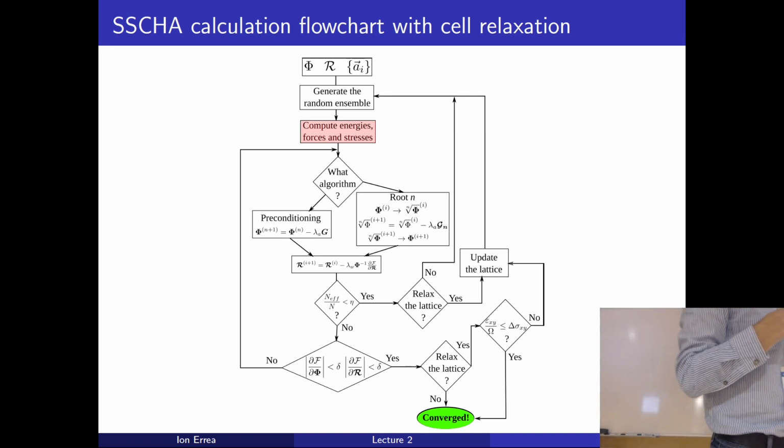You will see this afternoon that this is already very well integrated with the ASE package, so it's quite automatic to do these things and call the codes, also to call clusters. You will learn how we do that this afternoon. But then the story is, forget about this. We do the preconditioning algorithm, we calculate the gradients, and we update the centroid positions and the force constants.